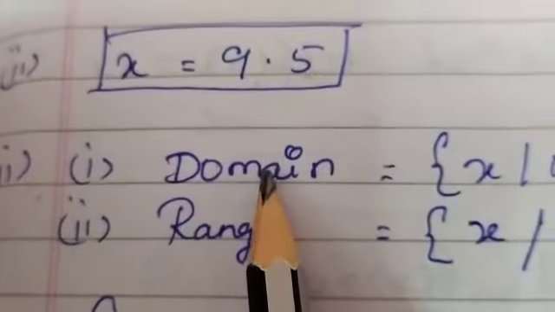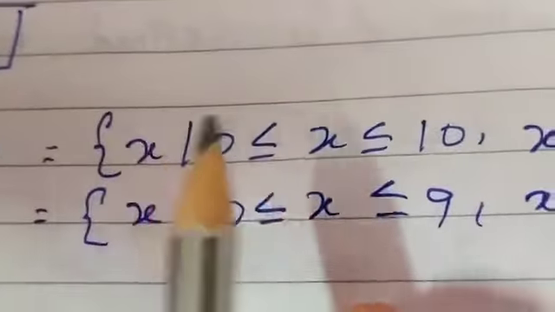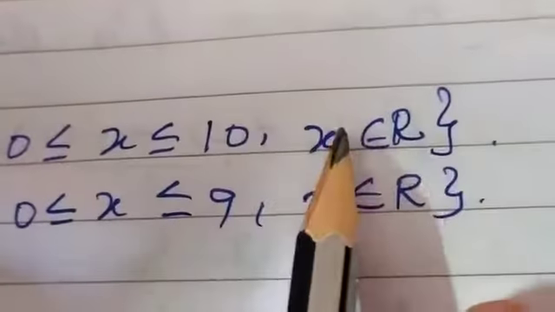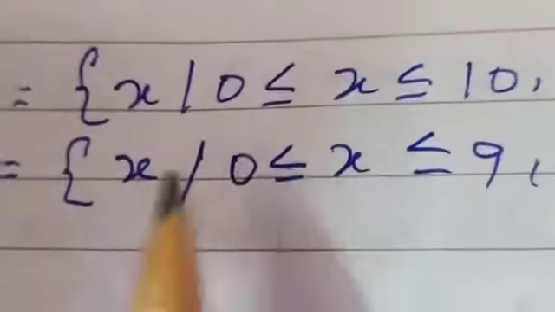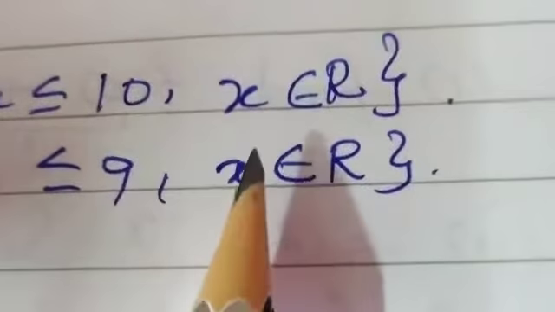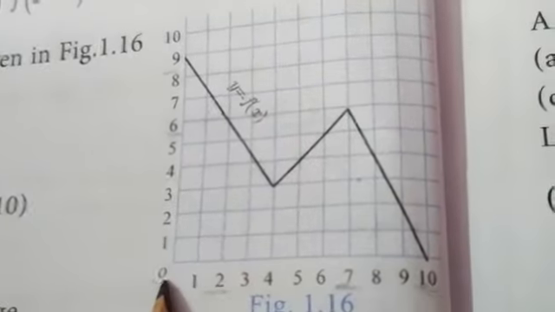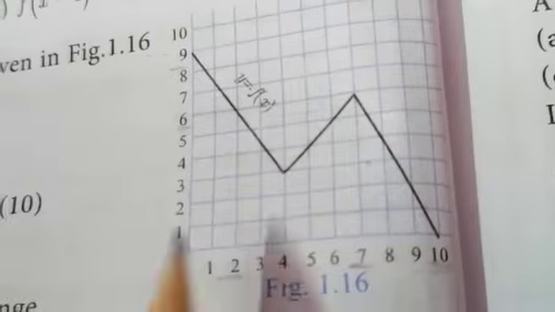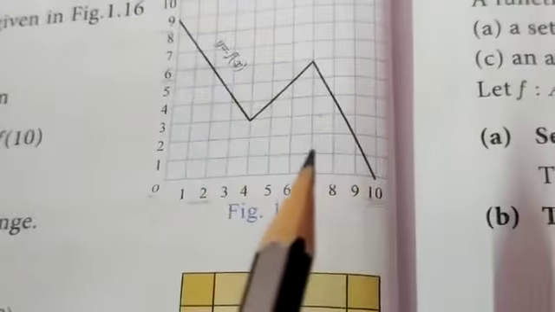So our next part is domain and range. Domain is x, where x is greater than or equal to 0 and smaller than or equal to 10, and x belongs to rational numbers. And our range is x, where x is greater than or equal to 0 and smaller than or equal to 9, and x belongs to rational numbers. So our x starts from 0 and ends in 10, and y starts from 0 and ends in 9. This is the domain and range values.